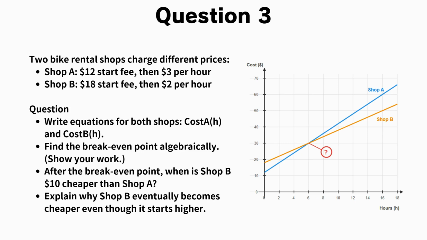Question 3. 2 bike rental shops charge different prices. Shop A charges a $12 start fee, then $3 per hour. Shop B charges an $18 start fee, then $2 per hour.